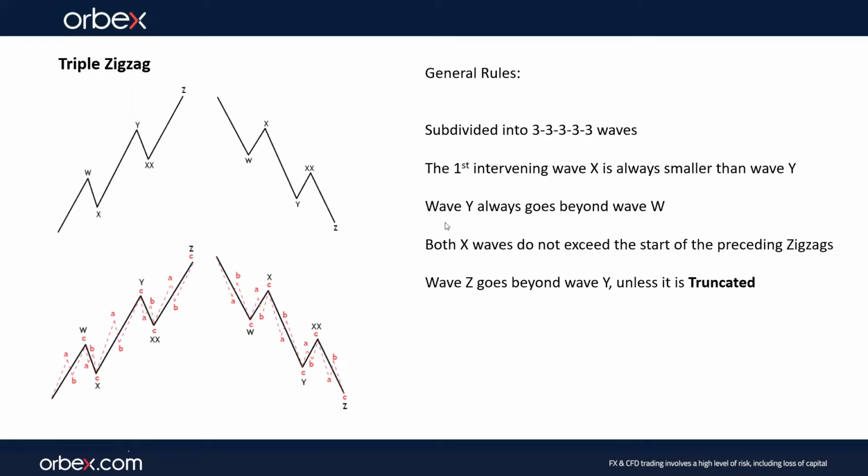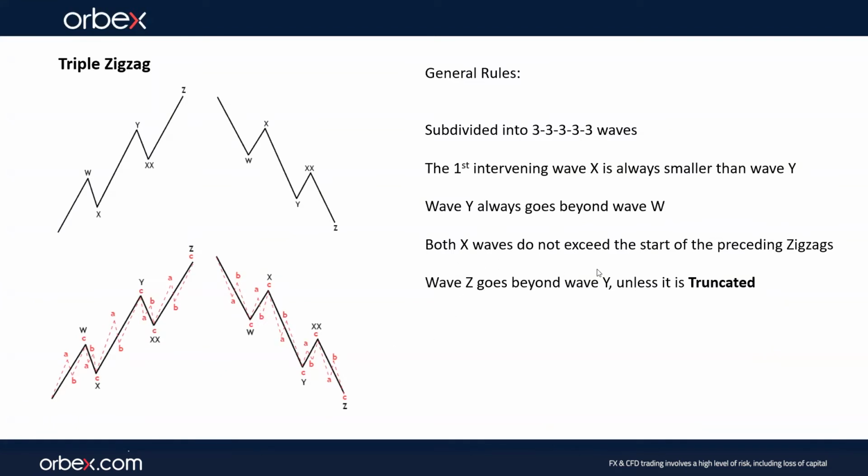So let's just take a look into how these triple zigzags are made up. So the first intervening wave X is always smaller than wave Y. So this is basically going back to a double zigzag. This will always be smaller than this wave as well. Wave Y always goes beyond wave W. So you'll never see a truncation. And a truncation, like we saw on the impulse, is ending before the completion of wave W. So it'll always be above wave W.